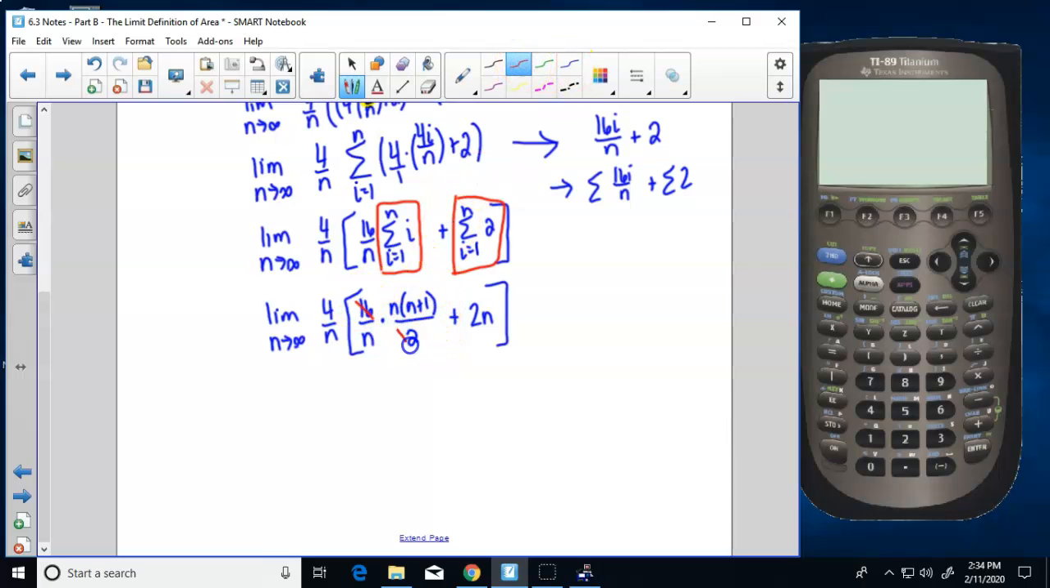So I'm going to reduce that 16 and that 2 and just make that 8. And then if you distribute that 8n, we have 8n squared plus 8n over n plus 2n. And limit as n approaches infinity. Let's get common denominators here on top and bottom.